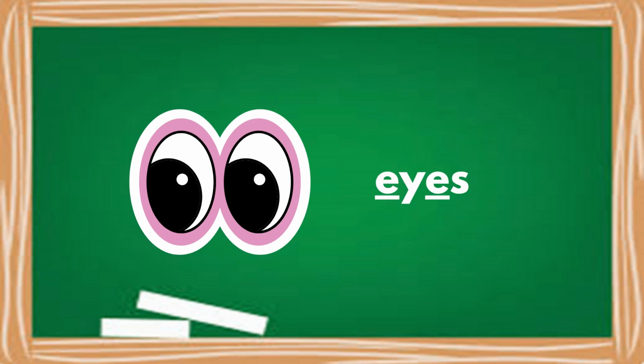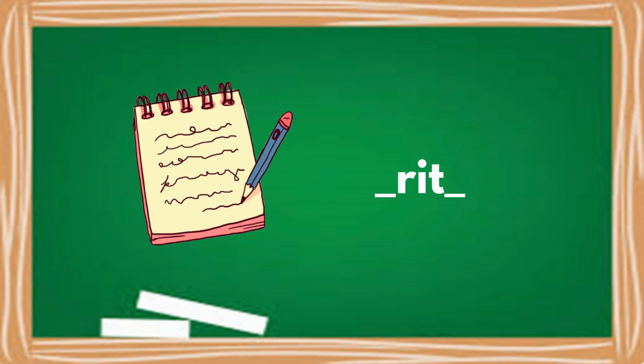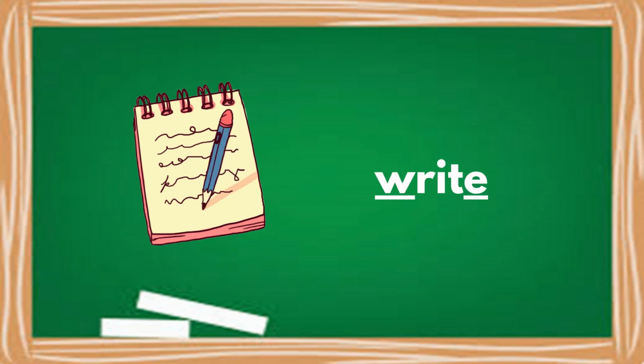You're right. Those are eyes. Those are rolling eyes. Next. What do you think is this one? It looks delicious. Yes, that is a cake. Usually we have it on birthdays, right? Next. What do you think the person holding the pencil is doing? Correct. It is writing, that is right.